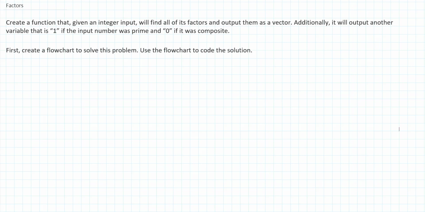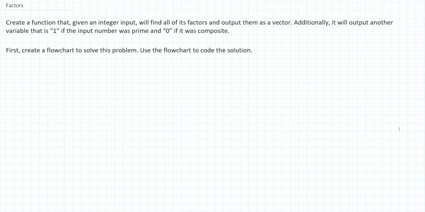In this problem, we want to create a function that is going to be able to find all of the factors of a given integer that is put into the function. And additionally, it's going to have a second output that is going to indicate whether the input integer was prime or composite. So first we want to create a flowchart that is going to guide us in writing our code that's going to create this function.